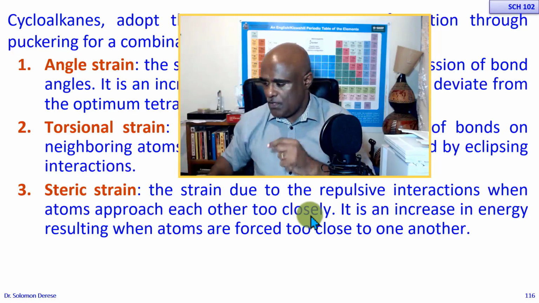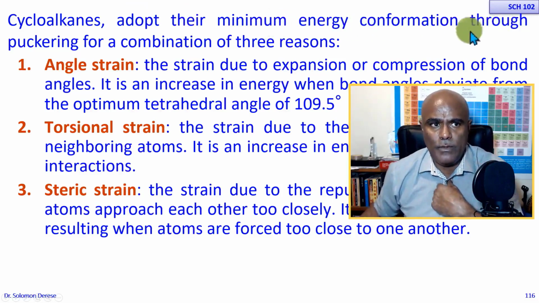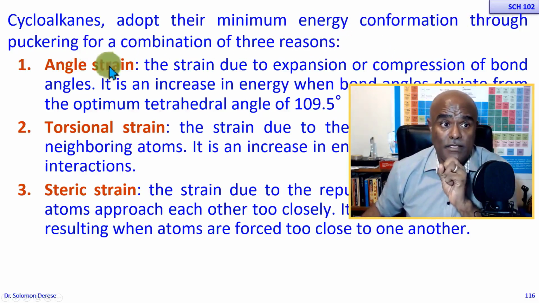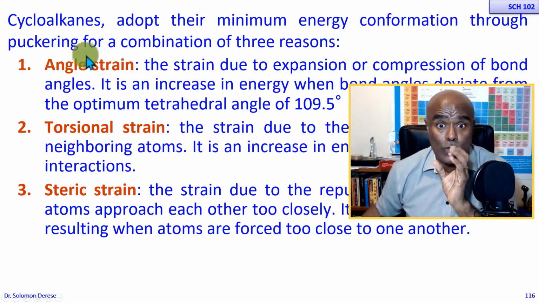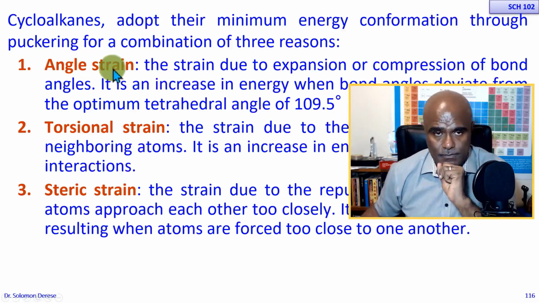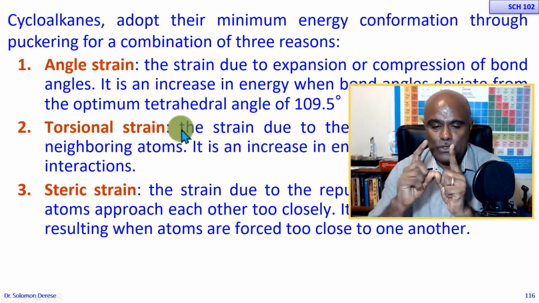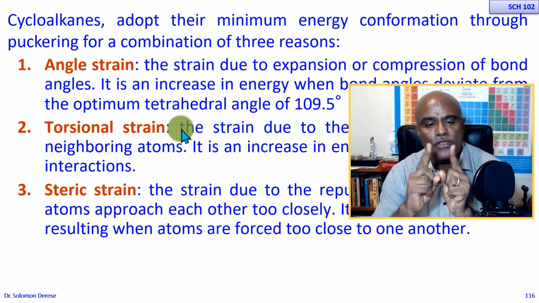possible completely. So cycloalkanes adopt their minimum energy conformation through puckering for a combination of three reasons. One of them is to relieve and get rid of the angle strain by taking their bond angle to the ideal 109.5 degrees. The other reason is to get rid of torsional strain, and this torsional strain is a strain that comes as a result of eclipsing of bonds on neighboring atoms. The bonds of these and the bond of this, they are eclipsing each other.